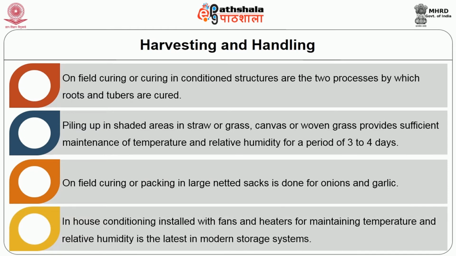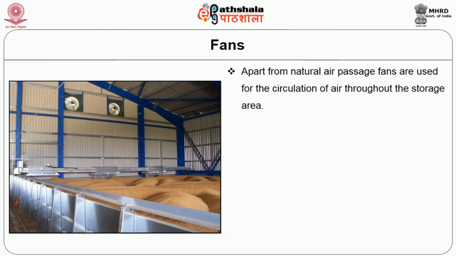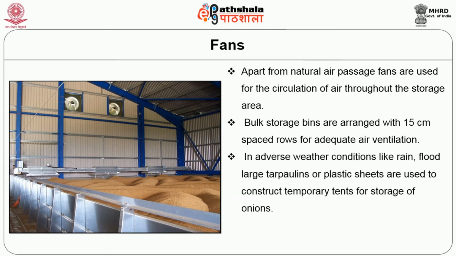In-house conditioning installed with fans or heaters for maintaining the temperature and relative humidity is the latest in modern storage systems. Fans are also used, apart from natural air passage, in circulation of air throughout the storage area. Bulk storage bins are arranged within 15 cm spaced rows for adequate air ventilation. In adverse weather conditions like rain or flood, large tarpaulins or plastic sheets are used to construct temporary tents for storage of onions. Fans are also used to blow air throughout the stored bulbs.